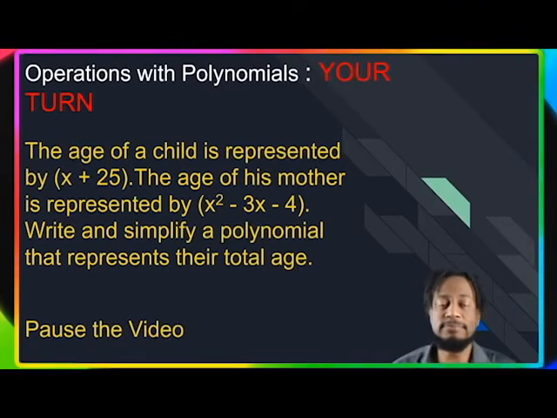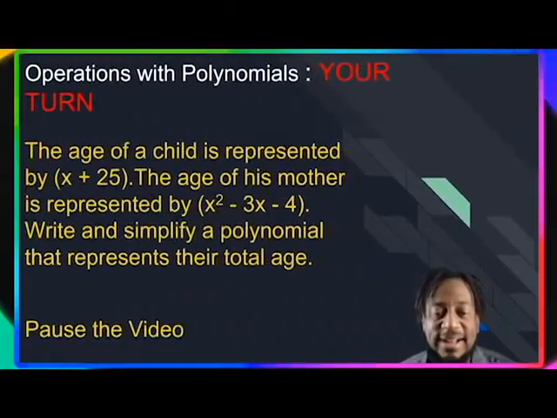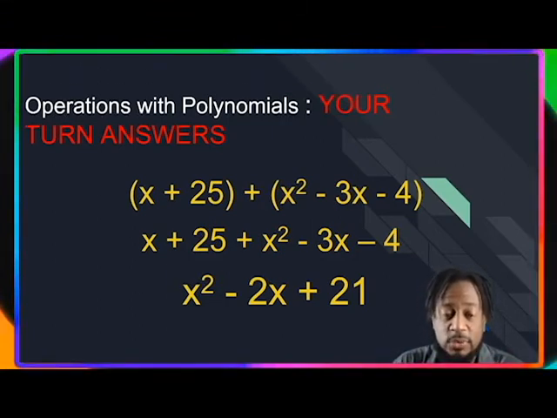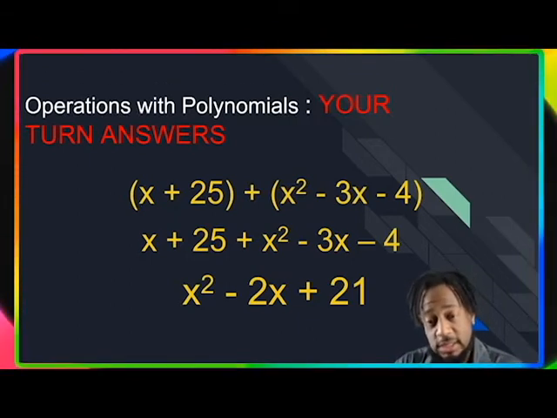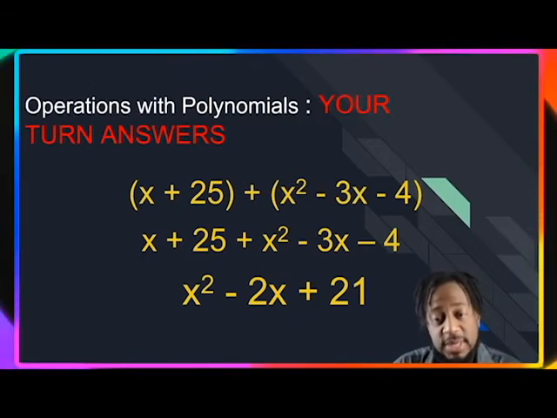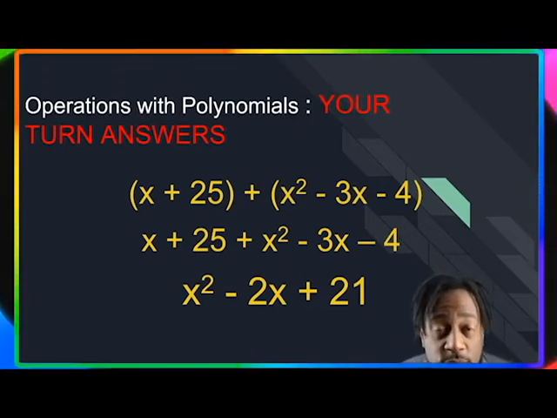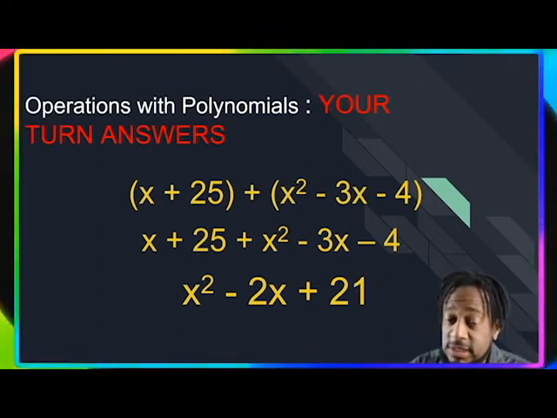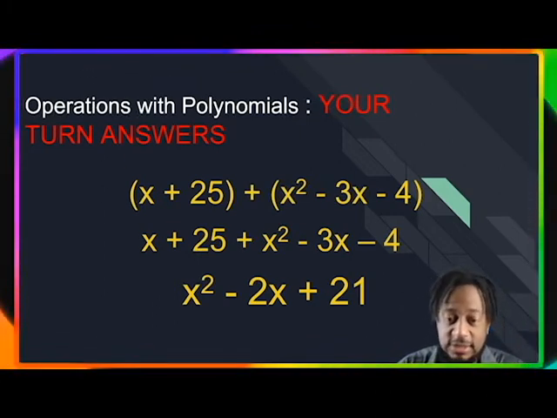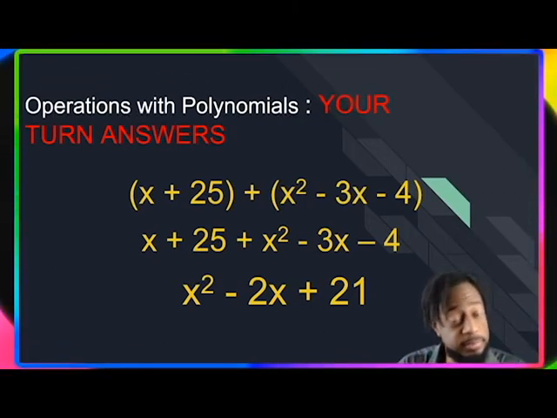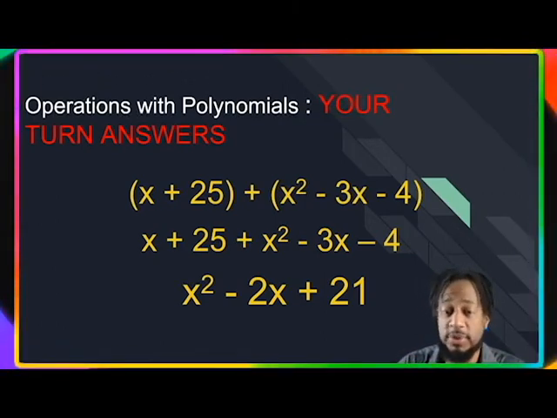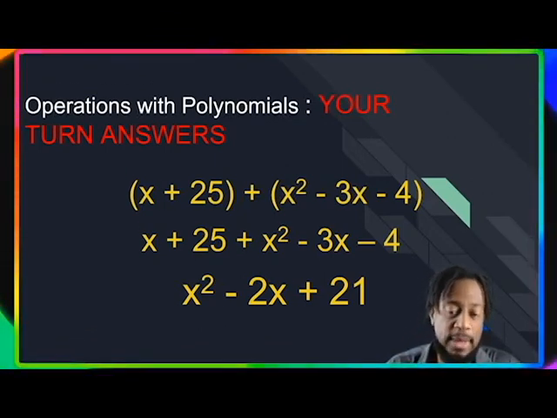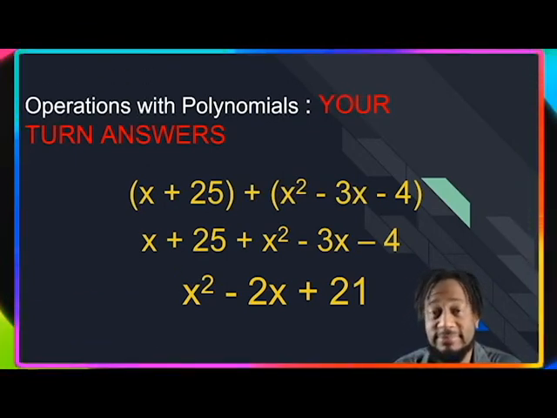All right? Strictly algebra. We're back. Now, we're adding, of course. It said total. We're adding. So we got x plus 25 plus x squared minus 3x minus 4. Remember, all we have to do is combine the like terms. What are my like terms? The x's are together, put the x's together. X squares together, put the x squares together. All my constant terms, which is 25 and the negative 4, put those together. And you get x squared minus 2x plus 21. There you go.